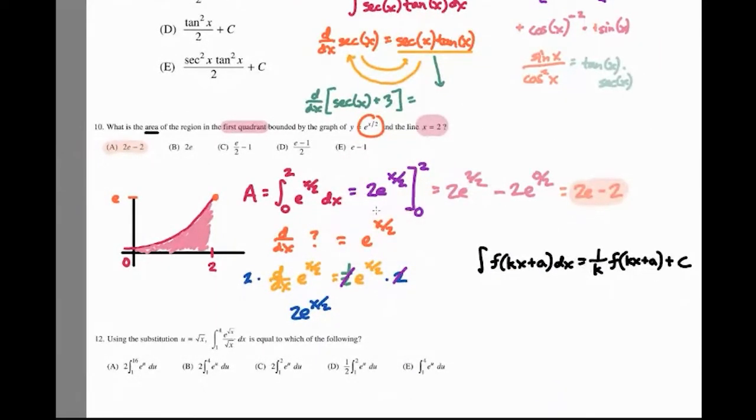Holy moly. So let's break this down. When you're trying to find the area, you need the antiderivative. You find the antiderivative, you plug in the limits of integration. That's what they're called, the 0 and 2 in this case. You plug in the 2, you plug in the 0, and you subtract. That tells you the area.